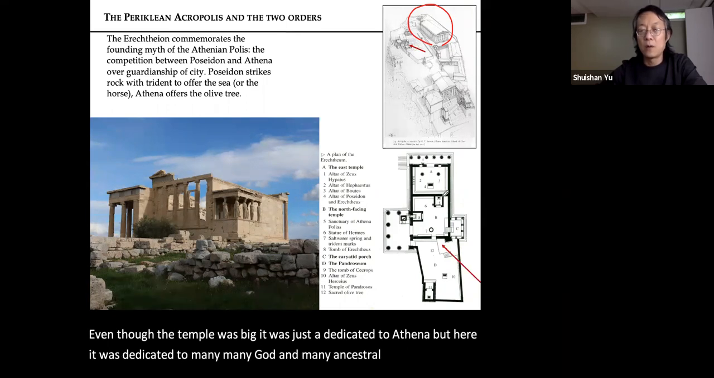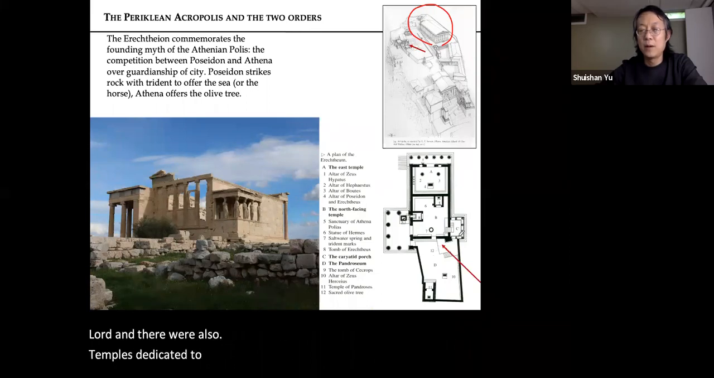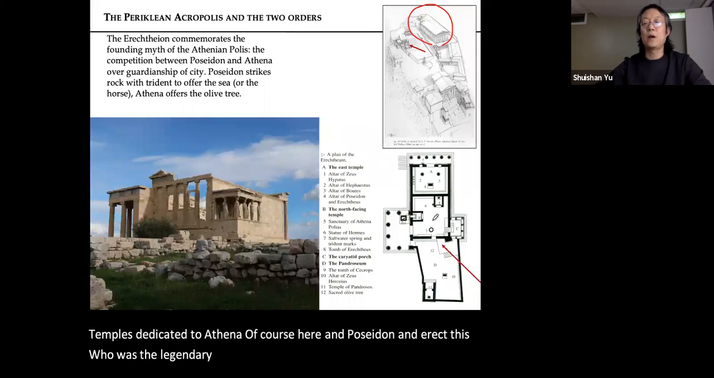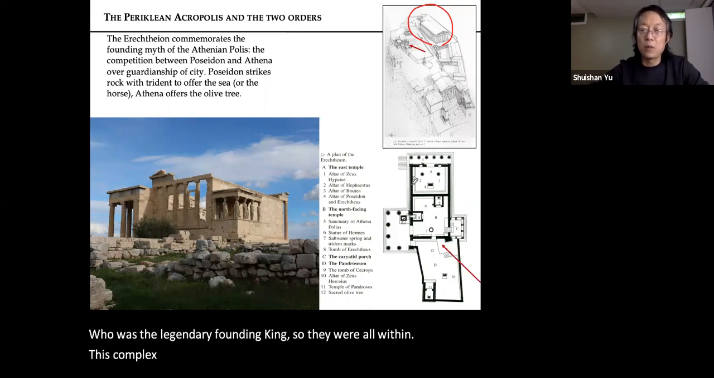There were altars dedicated to Zeus, the supreme heavenly god, Olympian lord. And there were also temples dedicated to Athena, of course, here, and Poseidon, and Erechtheus, who was the legendary founding king of Athens. So they were all within this complex. So as a result, space was more divided, and it got a quite irregular shape.